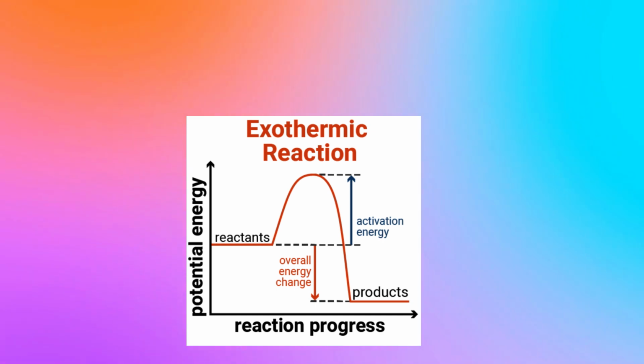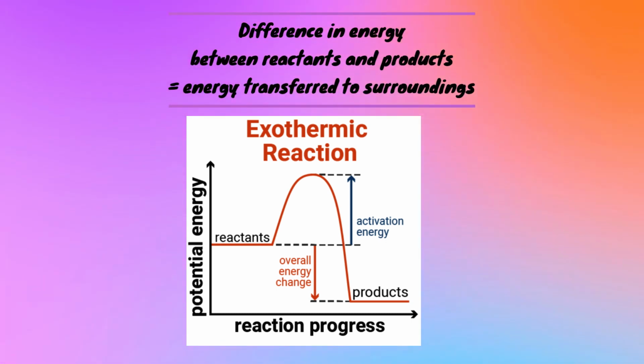Now, we know that there's only a small amount of energy needed to break the bonds between the reactants, so our activation energy is really small, it's really low. So that peak is essentially very close to the reactants, and most of our energy is released to the surroundings. So we have an arrow going down between the reactants and the products. The difference in the energy between the reactants and the products is equal to the amount of energy released and transferred to the surroundings as heat energy, thermal energy.